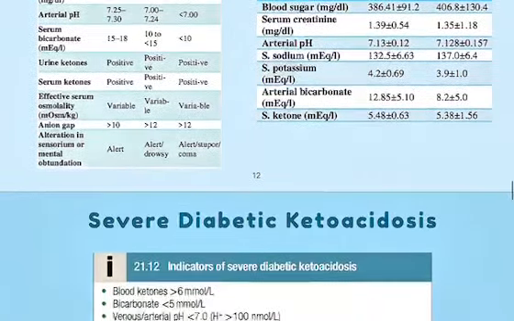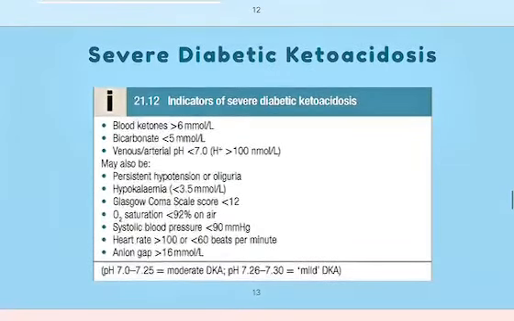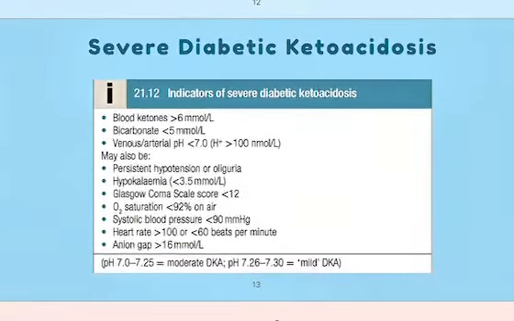Now let us learn about another important topic, which is called severe diabetic ketoacidosis. So in this situation, the ketone bodies are more than 6 millimole per liter, the bicarbonate level is less than 5 millimole per liter, and the venous or arterial pH is less than 7. And also, there will be systolic blood pressure less than 90 millimeters of mercury. Oxygen saturation is less than 92% on air, and the GCS score is less than 12, and there will be hypokalemia, and also an anion gap of more than 16 millimole per liter.